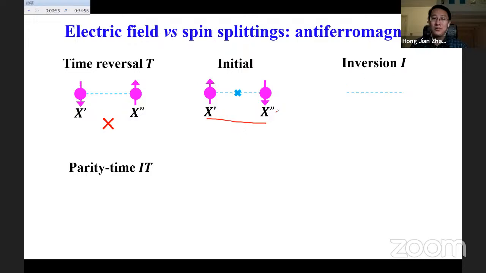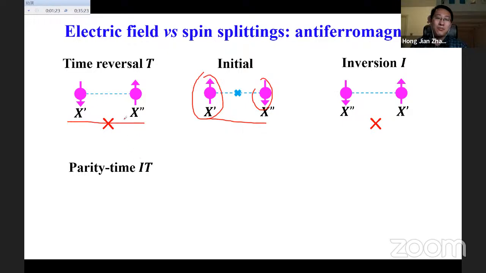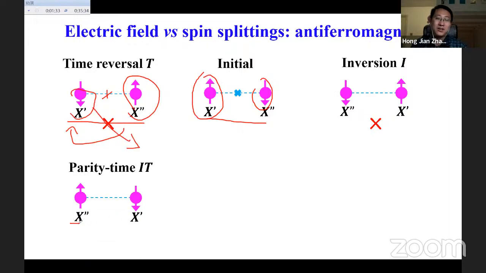If we do inversion symmetry, the inversion swaps X prime and X double prime, then X prime becomes here and X double prime becomes here. After the transformation, these two magnetic configurations look different. So this system has no inversion symmetry either. But this system can have a parity time symmetry. If we do time reversal transformation, you arrive at this configuration. And if we follow by an inversion, X double prime changes here and X prime changes here. So finally, you arrive at a configuration here, and this configuration is identical to the initial configuration. So we know this system contains parity time symmetry.